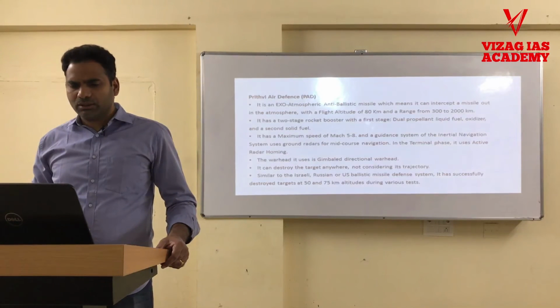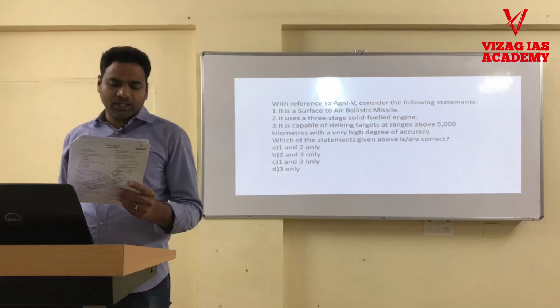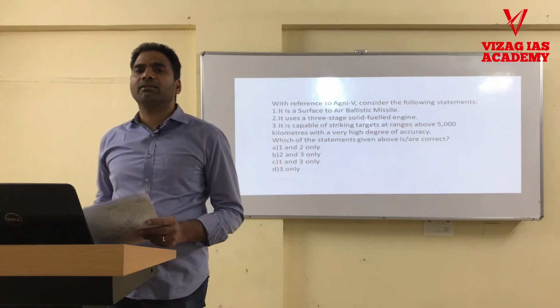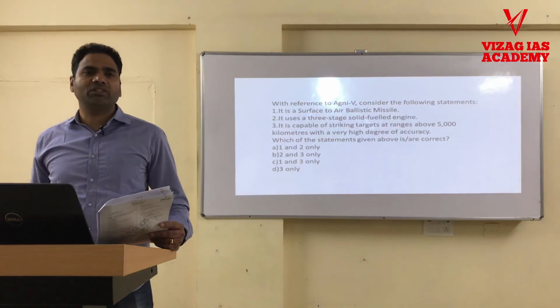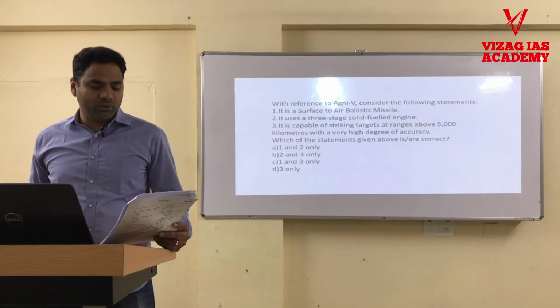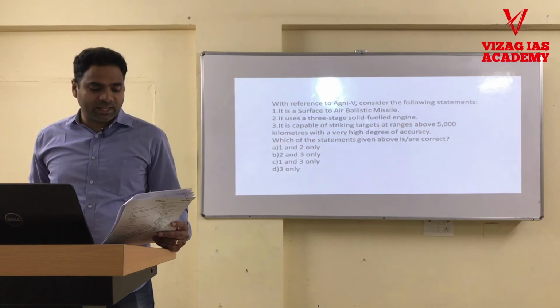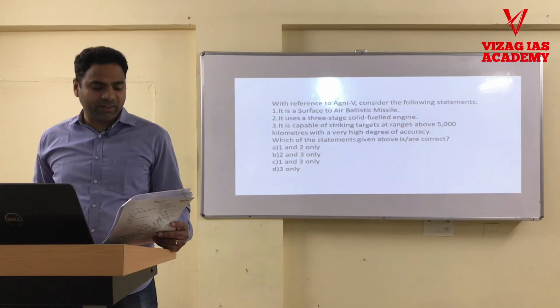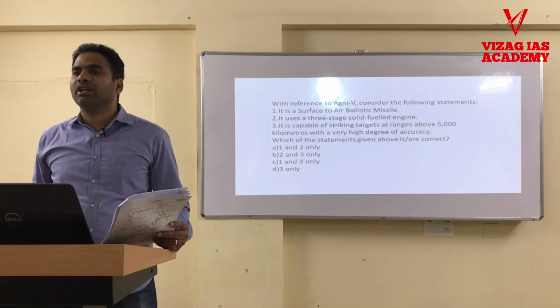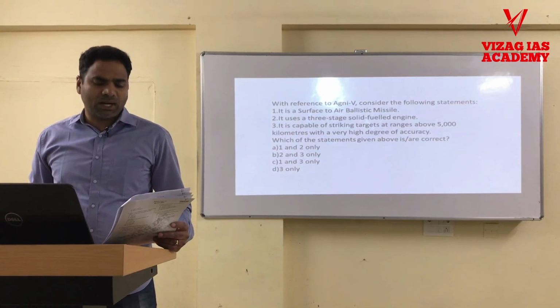Next, Agni V. With reference to Agni V, consider the following statements. It is a surface to air ballistic missile. No, surface to surface. It uses a 3-stage solid fueled engine. Yes. It is capable of striking targets at ranges above 5000 kilometers with very high degree of accuracy. Yes, Agni V. V stands for about 5000 kilometers. Okay. So the answer is 2 and 3.